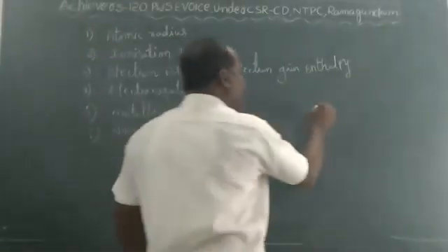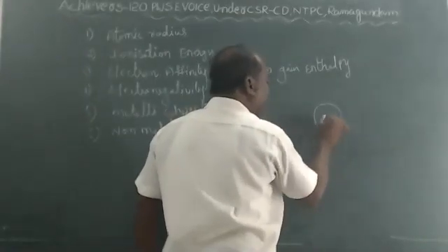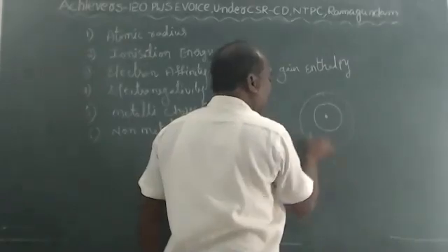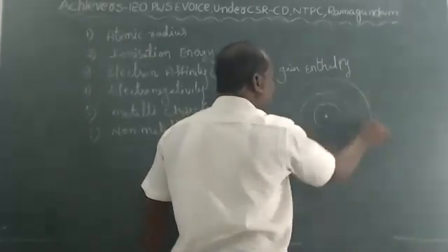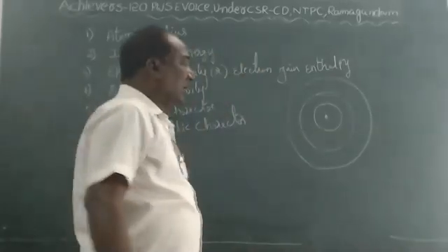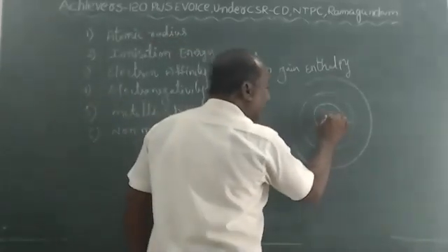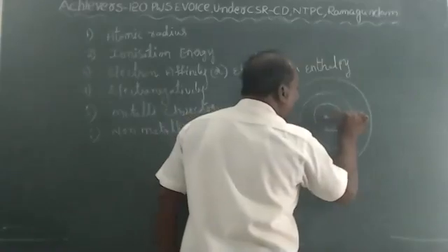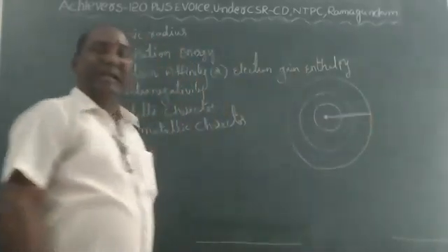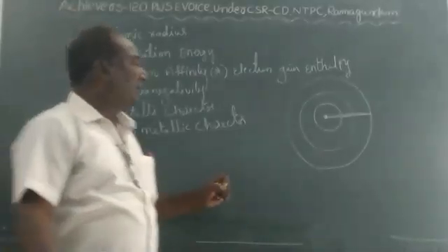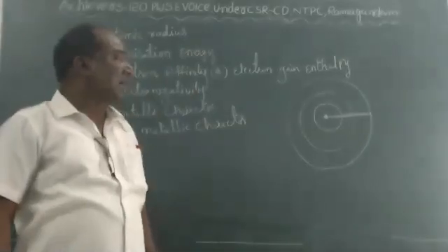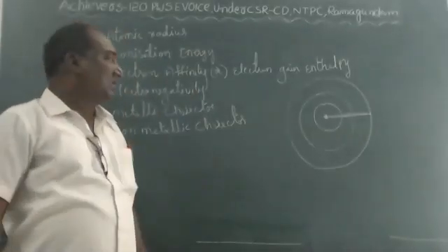For example, see children, here is one atom, it is the nucleus. Atoms have shells, see. For example, it is the nucleus with the outermost shell. The distance between the center of the nucleus to the outermost shell is called atomic radius. The distance between the center of the nucleus to the outermost shell or orbital is called atomic radius.